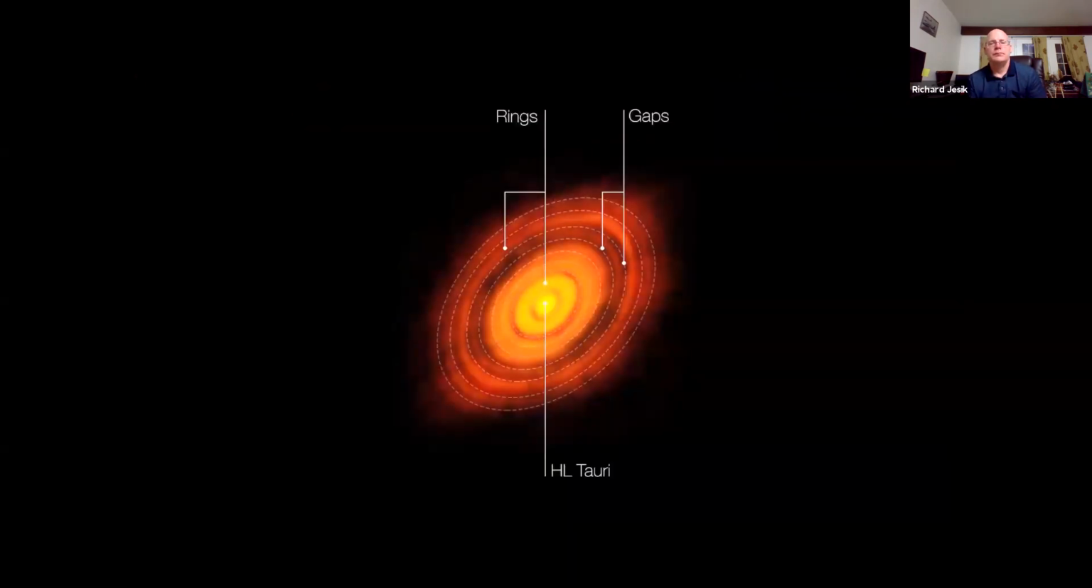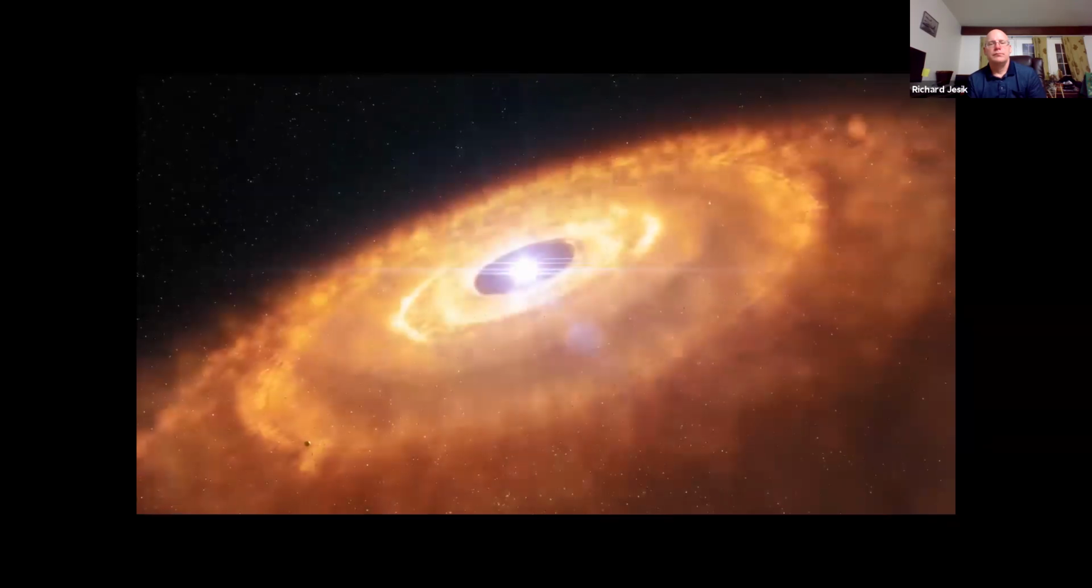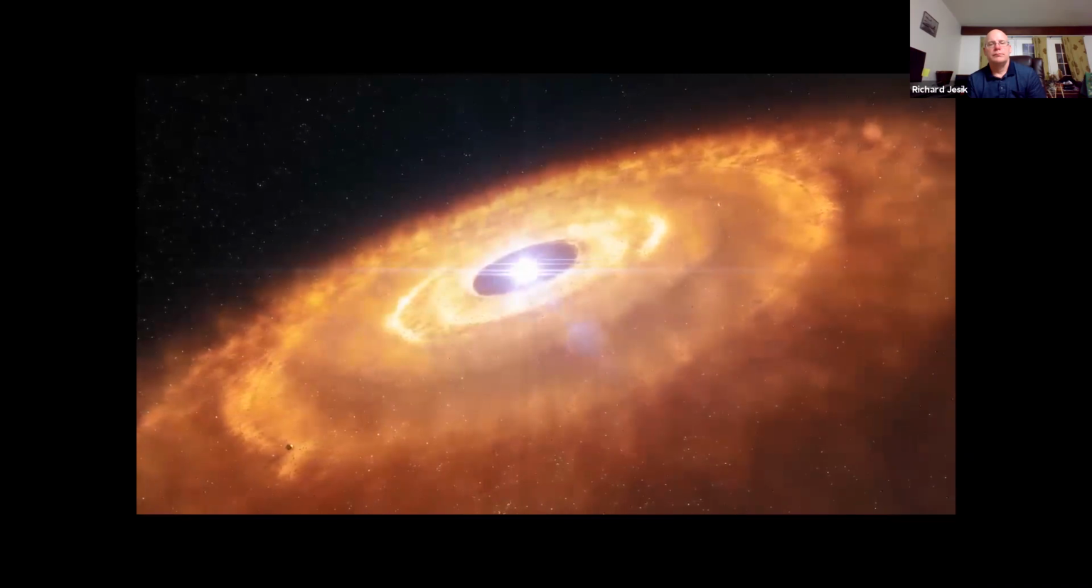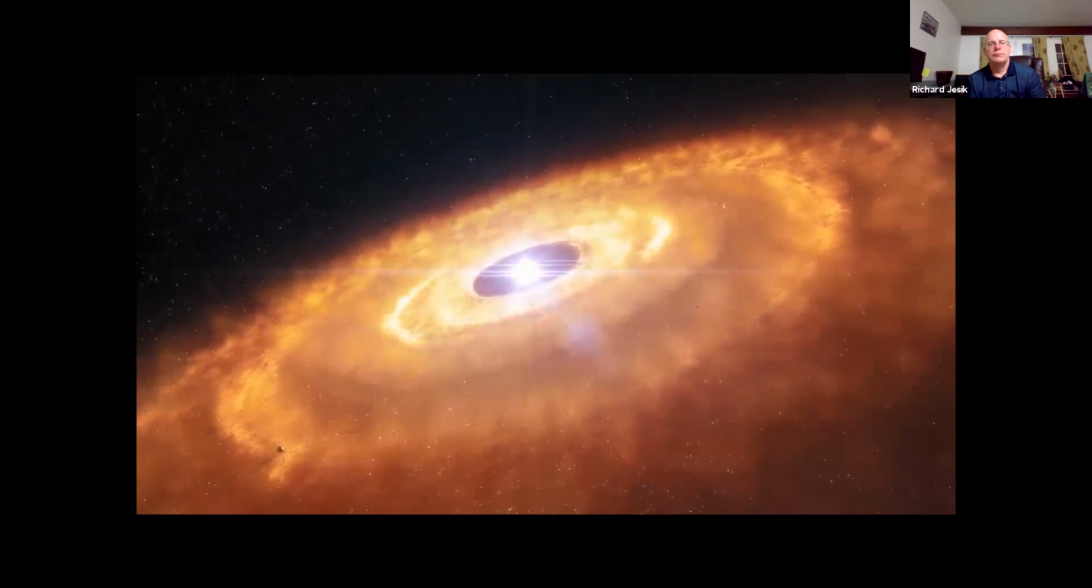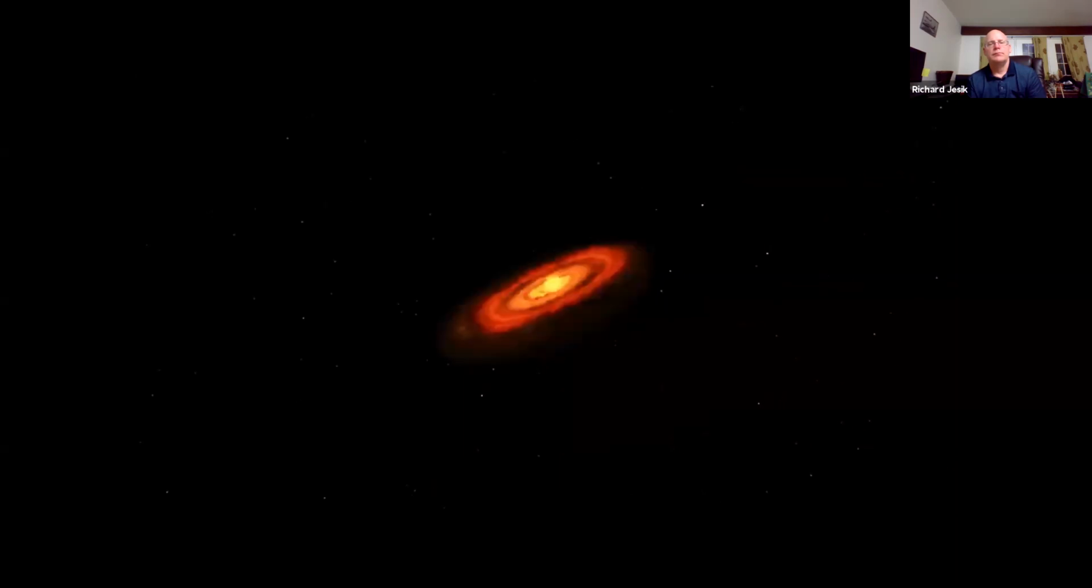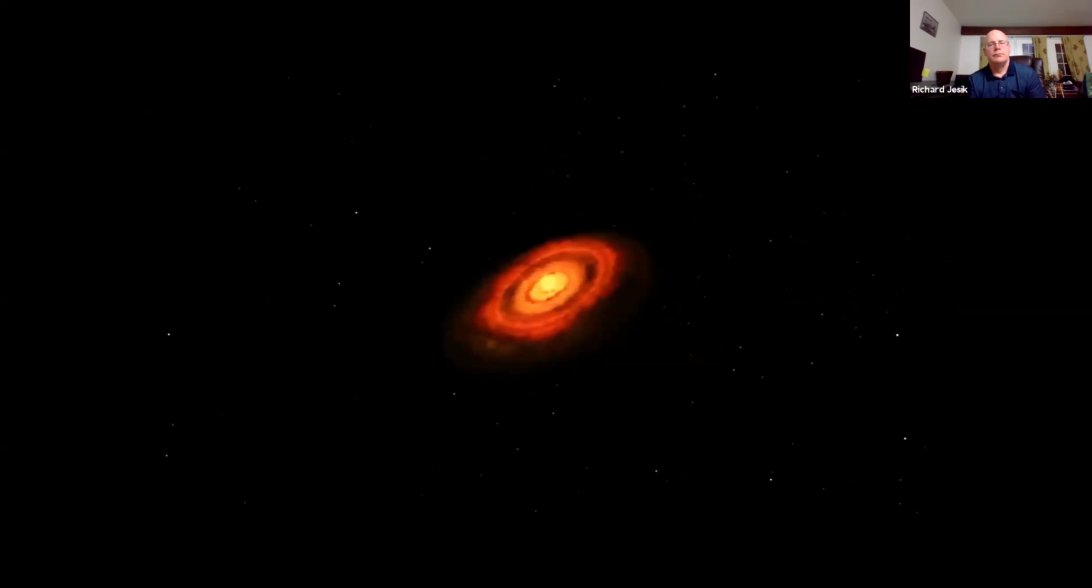The image shows a series of concentric bright rings with enigmatic dark patches. These structures are clear signs of the presence of multiple planets as they sweep up material from the disk. HL Tauri's disk appears to be a lot more developed than would be expected from the age of the system. This suggests that the process of planet formation may be faster than previously thought.